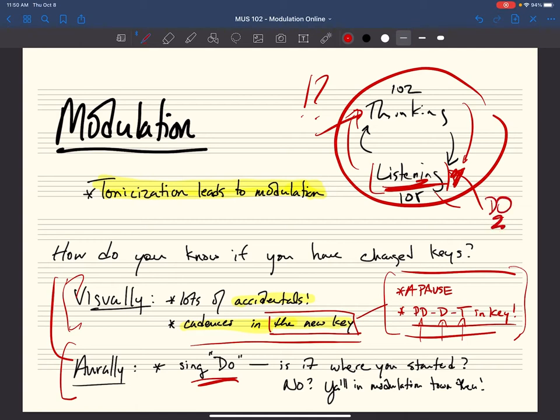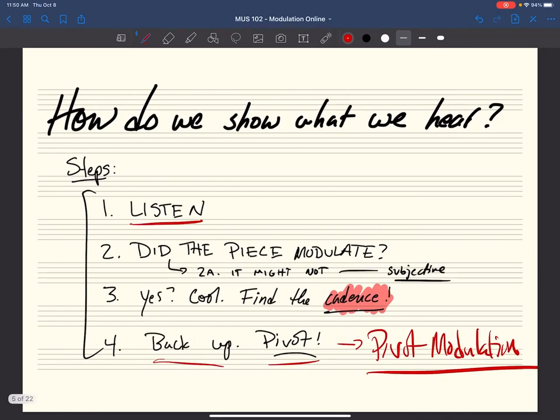It's like, oh, right, that thing right there is do. And then you go to this and you think, okay, cool, how did that happen? Right? And that's the process, right? You go through and then you look for your cadences, look for where did these accidentals start popping up? Where did we start moving to a new key? So how do we show what we're hearing with modulations?